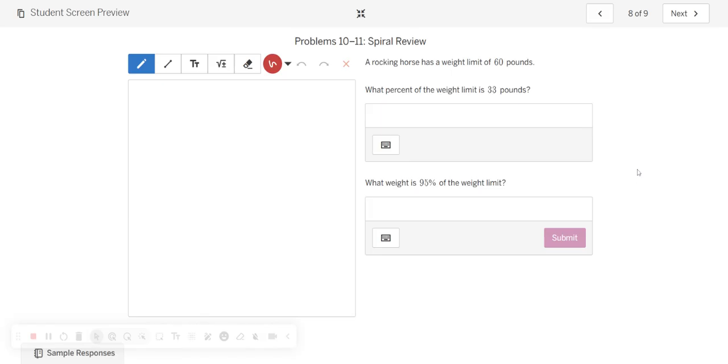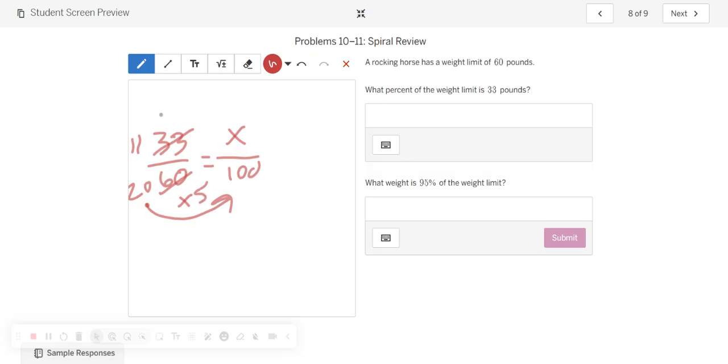Number 8. 60 pounds. Ooh, okay. 33 over 60 equals what over 100? If I divide by 3, that's 11. Divide by 3 over 3. This is 20. So 11/20. This is the same as 33/60. I multiply by 5. Multiply by 5. I get that that's 55%.